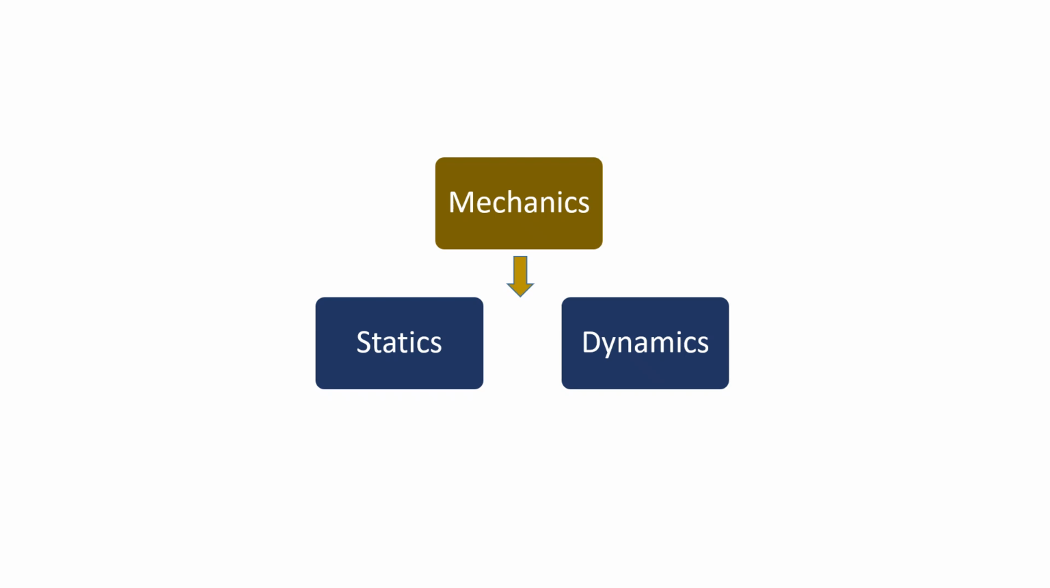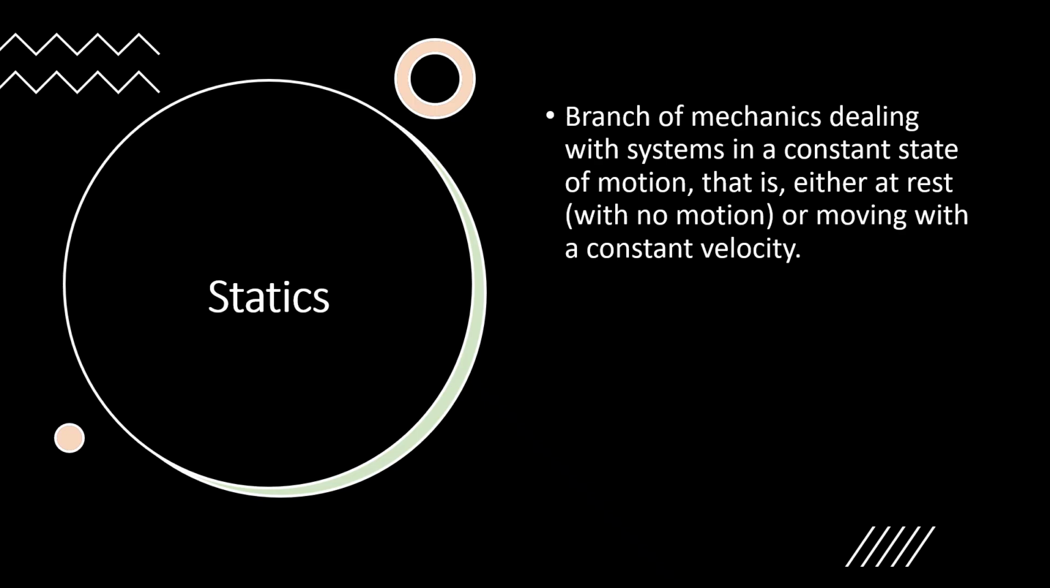Mechanics has two main branches, statics and dynamics. Statics deals with systems that are in a constant state, either at rest or moving at a constant speed. For example, when a patient holds a posture during a physiotherapy exercise and their body is not accelerating, we are observing statics.